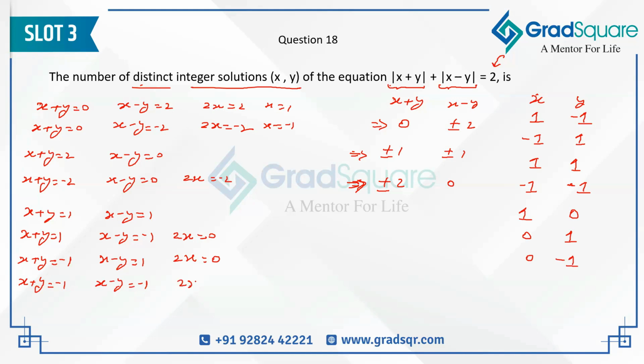When you add the two equations, you are going to get 2x equals minus 2. So x will turn out to be equal to minus 1. If x turns out to be minus 1, y will turn out to be 0. So how many pairs of values do you have? Corresponding to each of these, you got integer values, and hence 8 pairs of values is what you will get for this particular question.